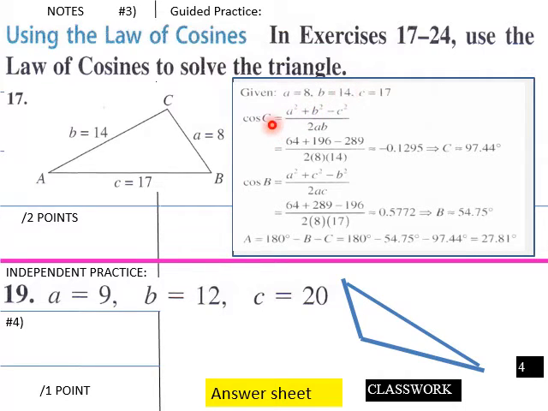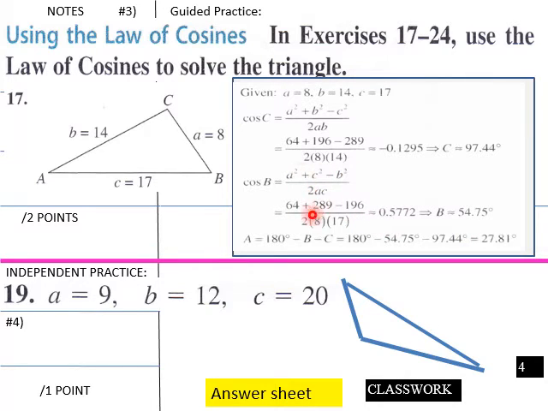We find the cosine of C. We have this quotient here, and then we use the inverse of our cosine, and we come up with 97.44 degrees for the angle measure of C, and then the angle measure of B comes out to 54.75.